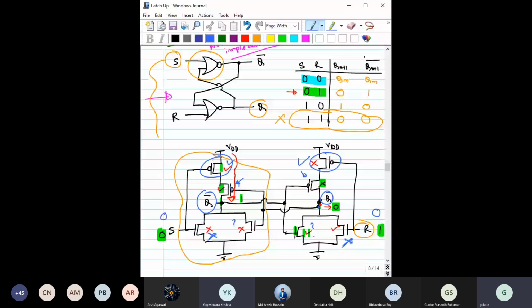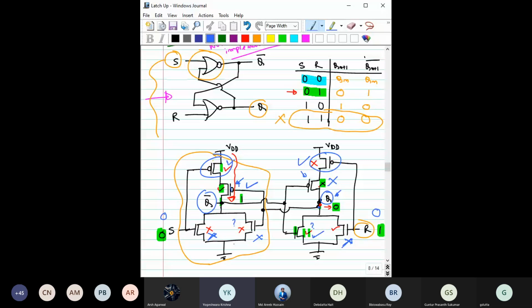Because already we have to now see what was the charge that is stored here, or what was the voltage that this Q was holding earlier. So earlier Q was holding the 0 value. So that makes this transistor on, that makes this transistor on, right? And this transistor off. Similarly, the Q bar was holding 1. So this Q bar would make this transistor off and this transistor on, right?